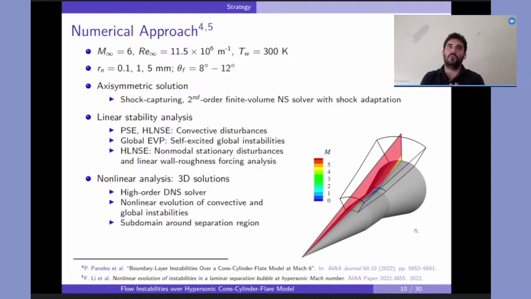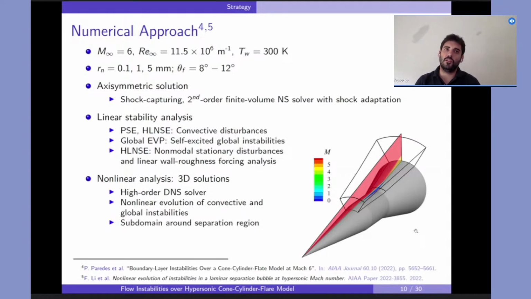So what we do is we calculate an axisymmetric solution using a shock-capturing second order finite volume Navier-Stokes solver with shock adaptation. Then we run linear stability analysis, and I will explain these terms: we use parabolic stability equations and the harmonic linearized Navier-Stokes equations for the evolution of the convective disturbances. We also do the global eigenvalue problem to study the possibility for self-excited global instabilities. And we also use the harmonic linearized Navier-Stokes equations to study non-modal stationary disturbances and the linear wall roughness forcing analysis. We are trying to see if there is anything that could grow linearly for this flow.